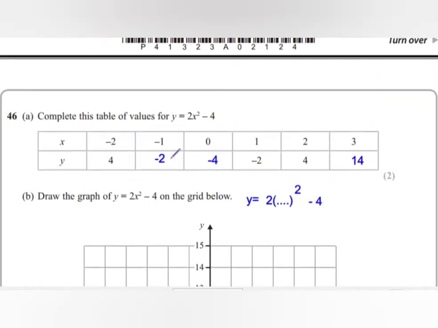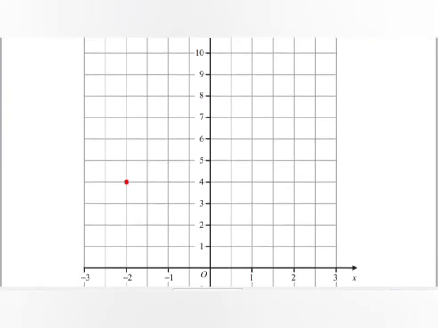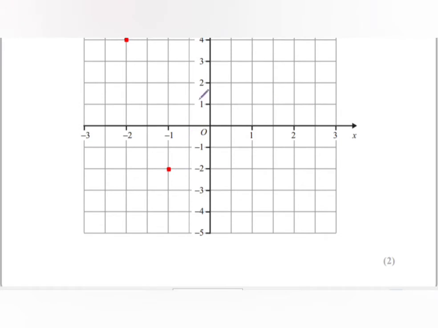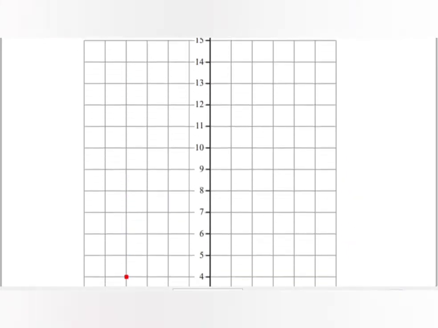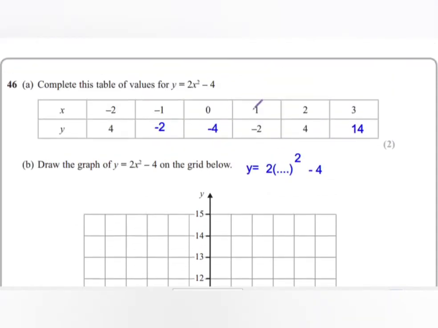The third one is 0, negative 4. Let's take a look at the grid. So 0 means this part, and negative 4 on the y-axis is here. So we put a point here. Good job. Now, the next one is 1, negative 2.